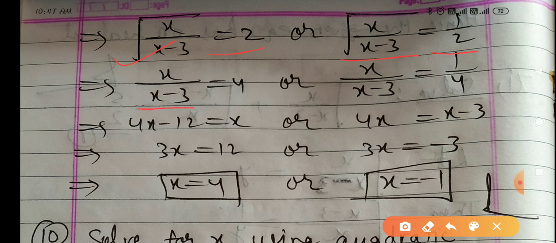So in LHS the square root will cancel, in RHS 2 2s are 4. In the second case, in LHS the square root will cancel, in RHS 1 upon 2 square is 1 upon 4. Cross multiply: 4x minus 12 equals x, 4x equals x minus 3. 3x equals 12, 3x equals minus 3, x equals 4, x equals minus 1. So like this, students, you can reduce the given equation into quadratic form if it is not in quadratic form, and you can find the solution.